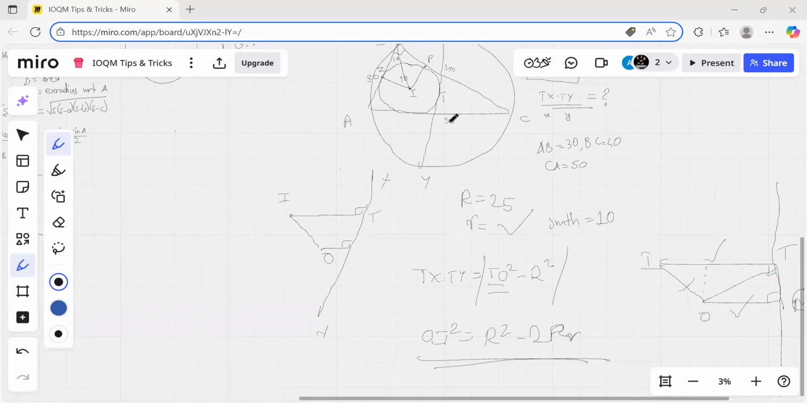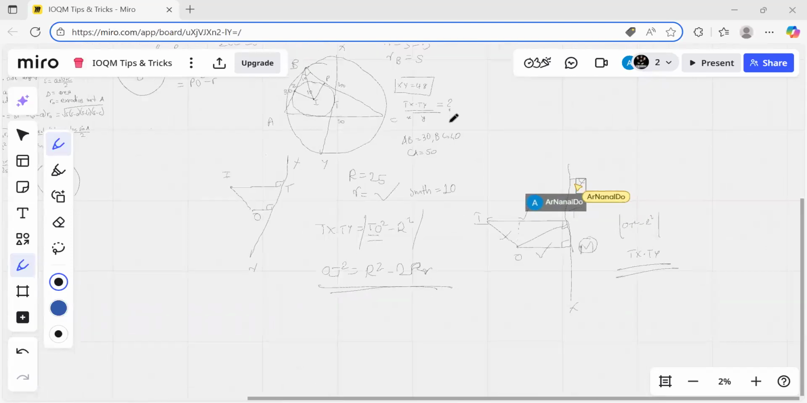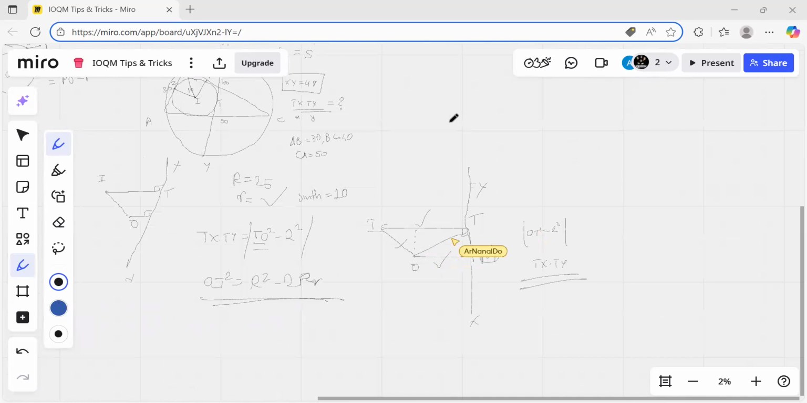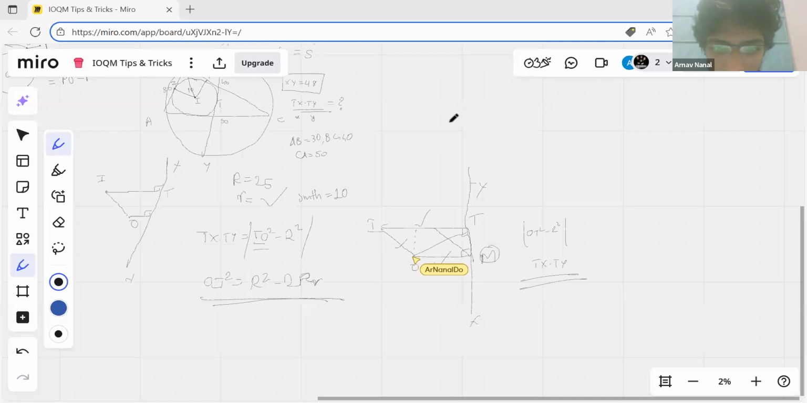Wait, can't we just translate IO by the length OM and make a right triangle? Translate IO by length OM, so it will be somewhere here, O should match with M and I stays the same. Yeah, okay, sure. There are a lot of solutions to this. What I did was I dropped this here, so this is a rectangle. You know this whole length, so you know this length. Apply Pythagoras, compute this and calculate the diagonal.